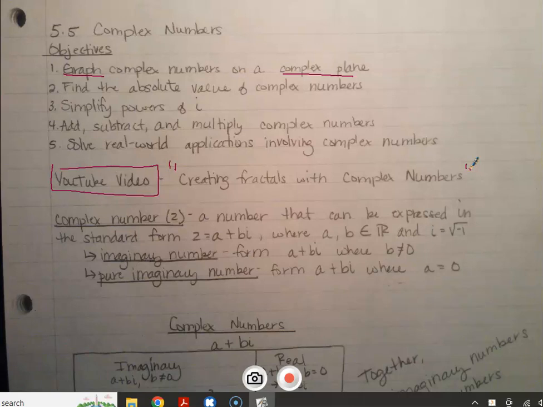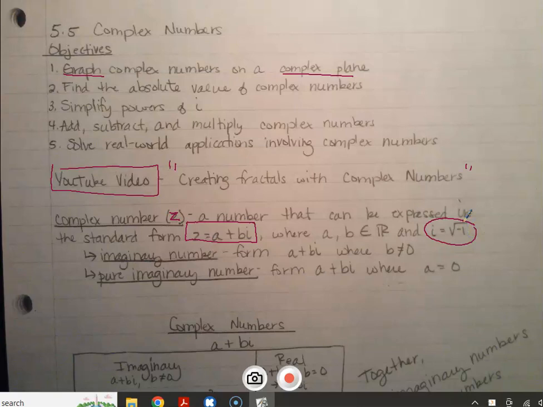So first up, a complex number, which is z in your notes, is a number that can be expressed in the standard form z equals a plus b times i, where a and b are elements of the real numbers and i is equal to the square root of -1. We talked about that a lot last week.